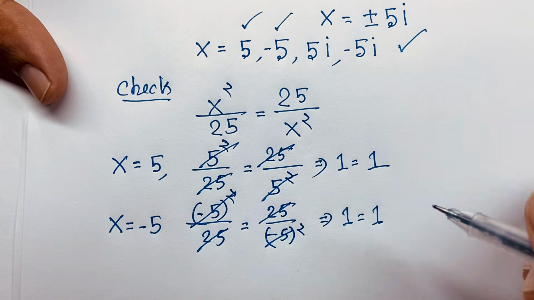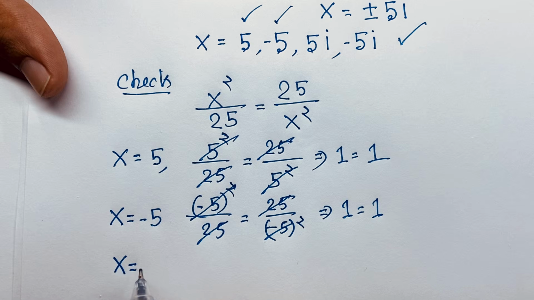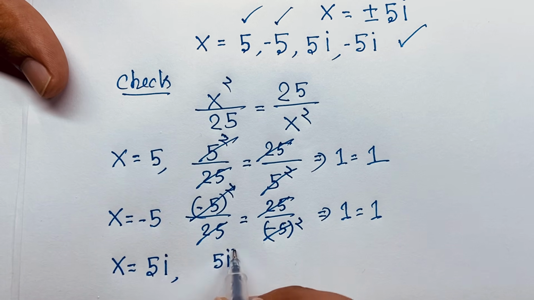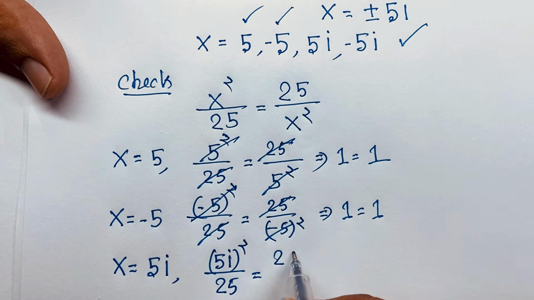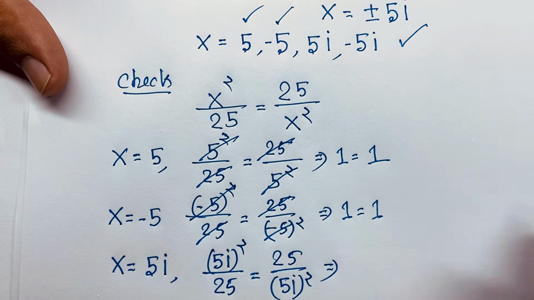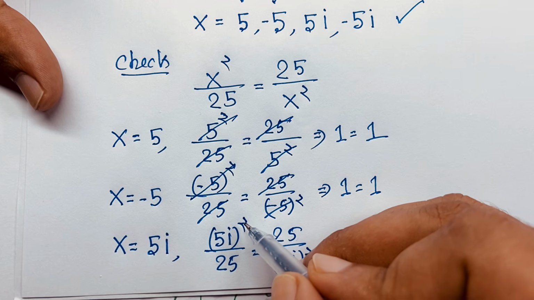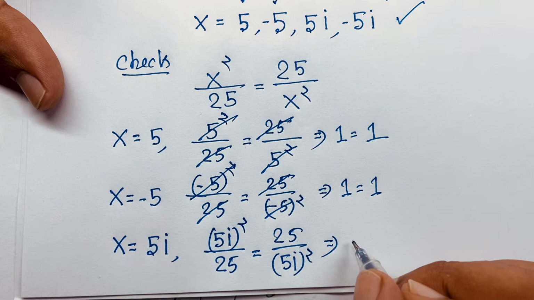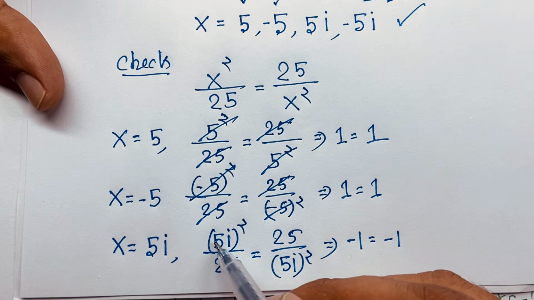But we'll find the other case, x is equal to 5i. It is a complex number, 5i. So this is 5i, bracket power 2, over 25 is equal to 25 over 5i, bracket power 2. Now 5 to the power 2 will be 25, but i to the power 2 is equal to negative 1. So you can see this is negative 1. Because of that, this 25 will cancel.